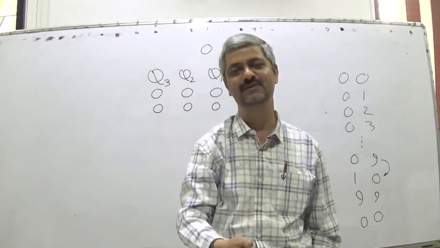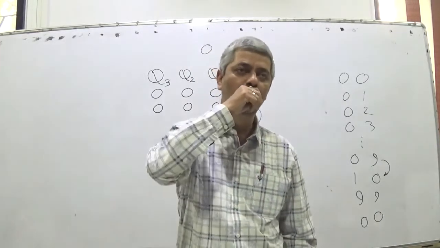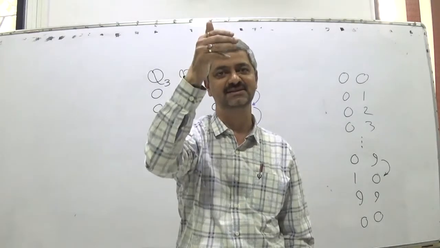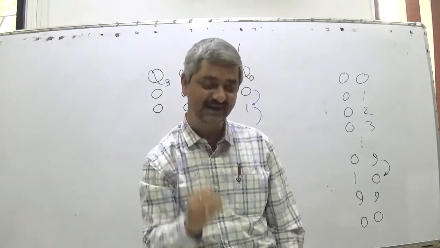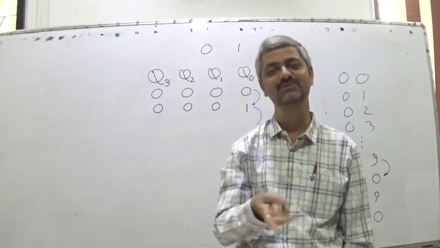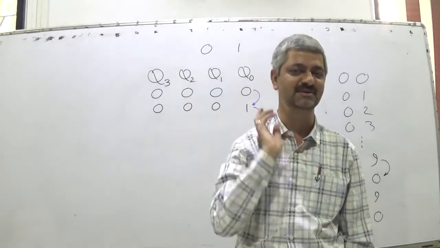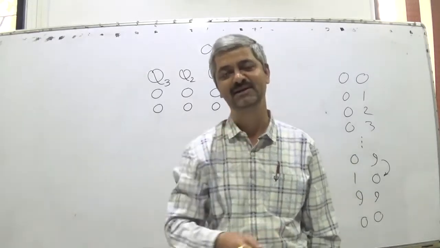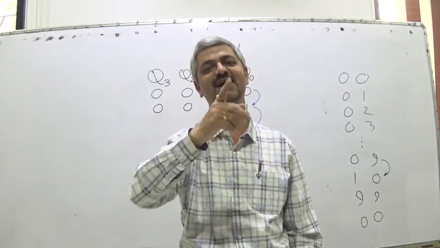Then 1, 2, 3, 4, 5, 6, 7, 8, 9, then 0. And if you count down, then 9, 8, 7, 6, 5, 4, 3, 2, 1, 0, 9, 8, like that. So up counting and down counting are two different processes for one digit, if the digit is a decimal digit. But in case of a binary bit, 0 to 1, 1 to 0, 0 to 1, 1 to 0. So both are same.